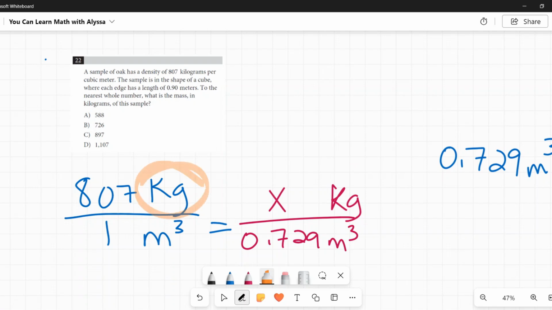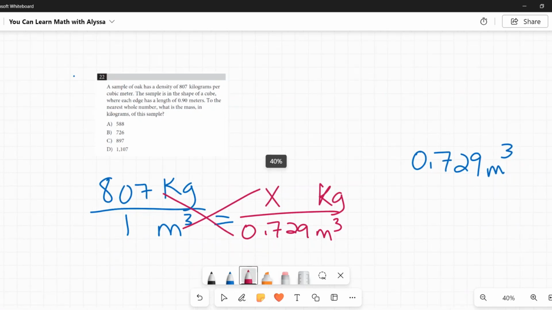But here we have kilograms on top, meter cubed on the bottom. Over here I have kilograms on top, meter cubed on the bottom. So no conversion is necessary. These ratios are direct, connected to each other. They're fine. So I can cross multiply these numbers and solve for x.